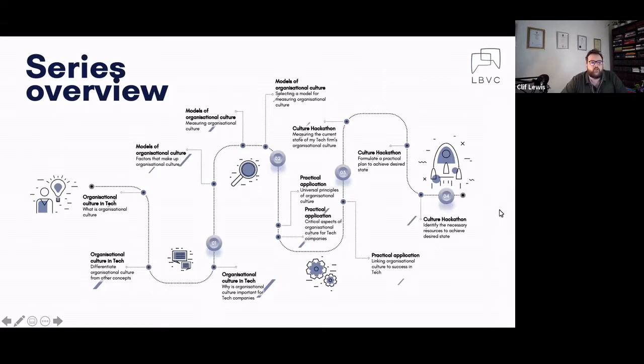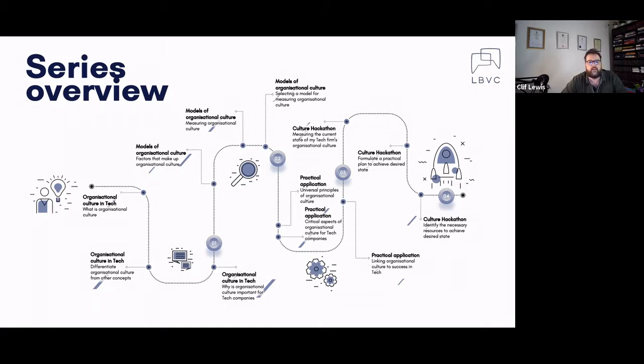So if you start towards the left where the little person is with the light bulb, in the first session, we spoke about organizational culture in tech, what it is and what it's not. And if you then follow the little trail there to the next 3 sessions just before the number 2, today we'll be talking about models of organizational culture.